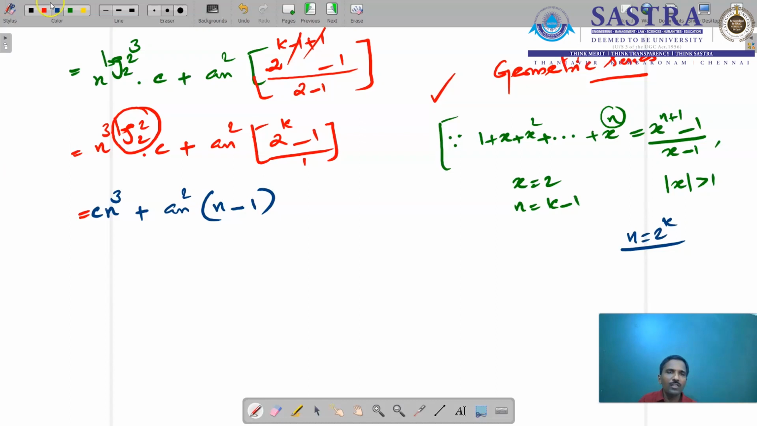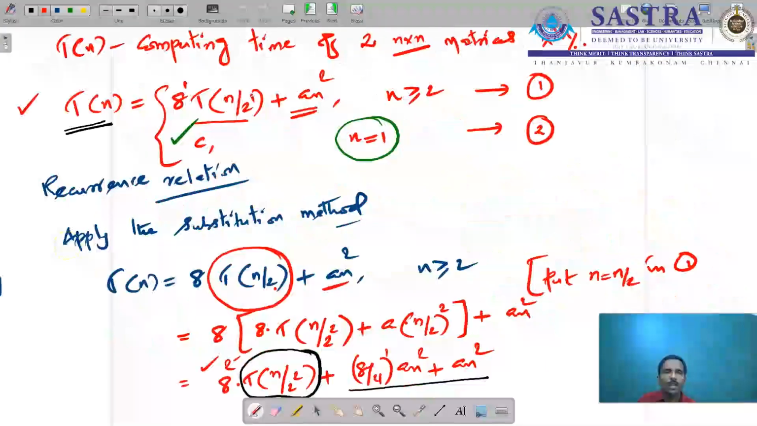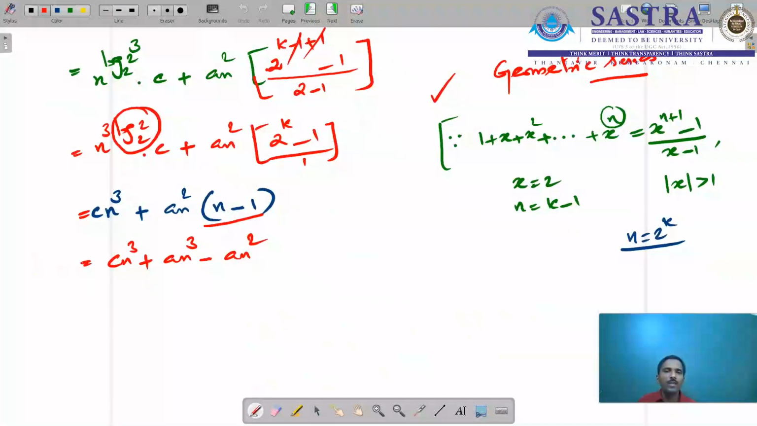Now simplifying this result, we have this is equal to c into n cube plus a n square multiplied with n minus 1. We have a into n power 3 minus a into n square. So the recurrence relation T of n that we started with is simplified to this right hand side: c into n power 3 plus a into n power 3 minus a into n square. Left hand side is T of n. T of n is equal to this one.